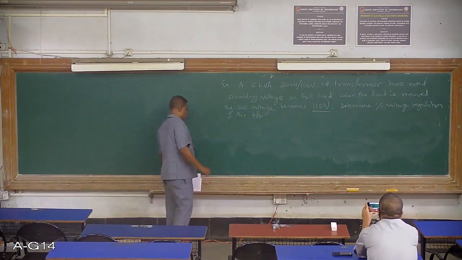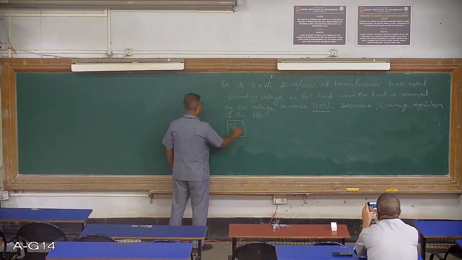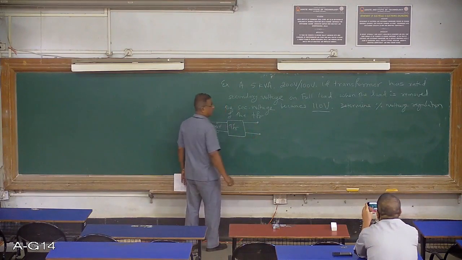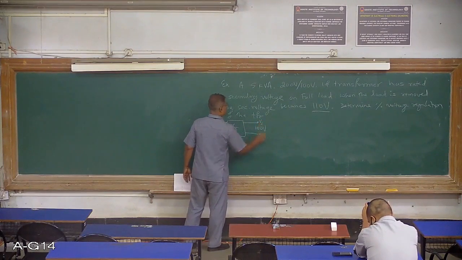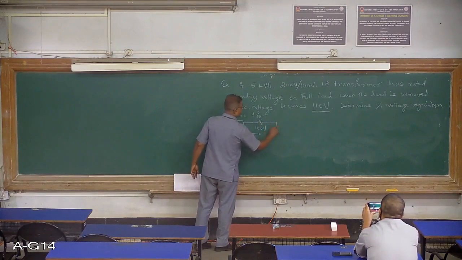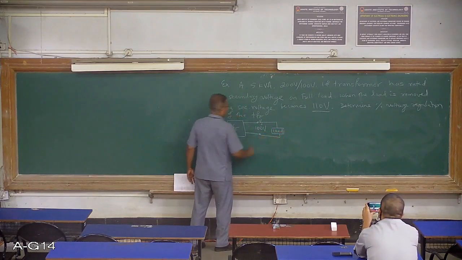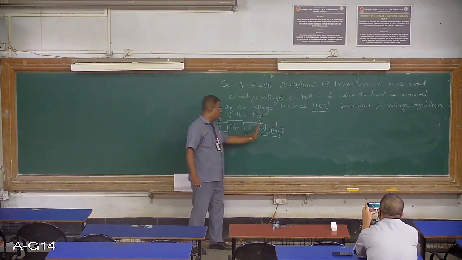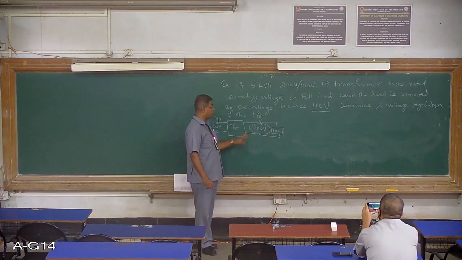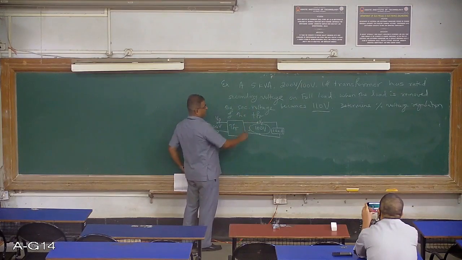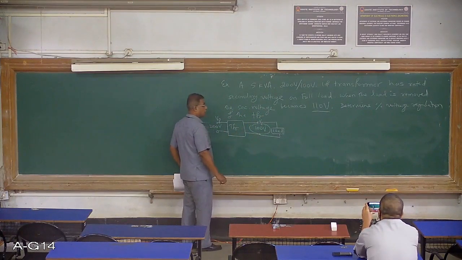As you can see here, this is a transformer, this is the primary supply 200 volt, this is the secondary, that is 100 volt, that is Vs, this is Vp. Vp is 200, Vs is 100 volt. Whenever there is a full load, this voltage is 100 volt. On removing this load, the transformer will attain no load condition. Therefore, voltage tends to increase, and it has increased to 110 volt. So, with this information, you are supposed to calculate the voltage regulation.